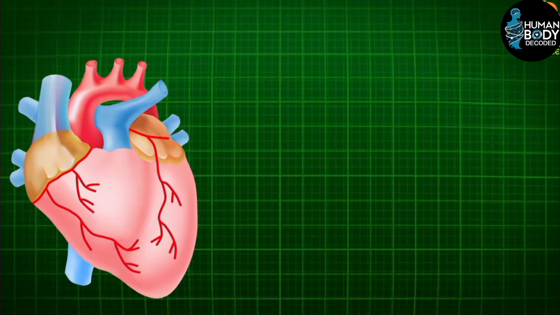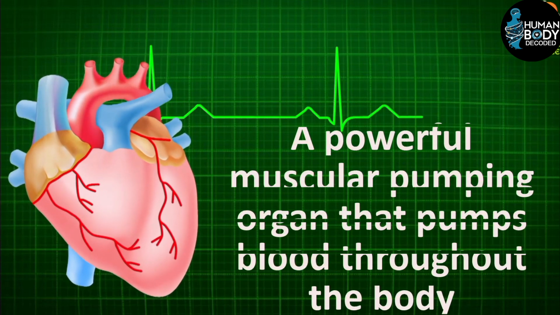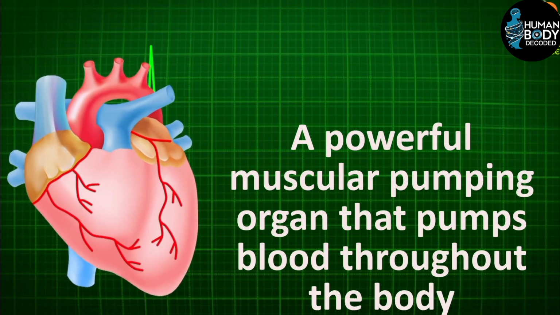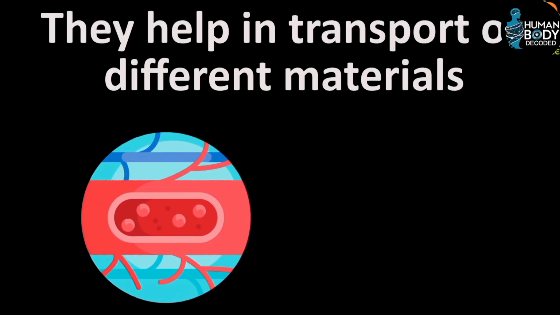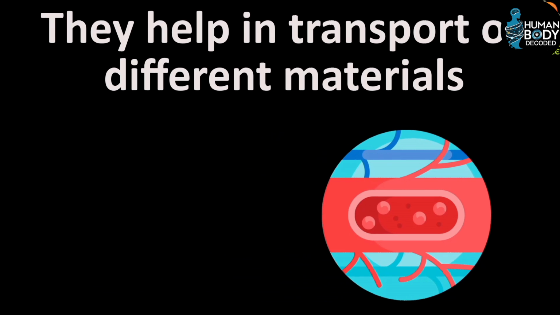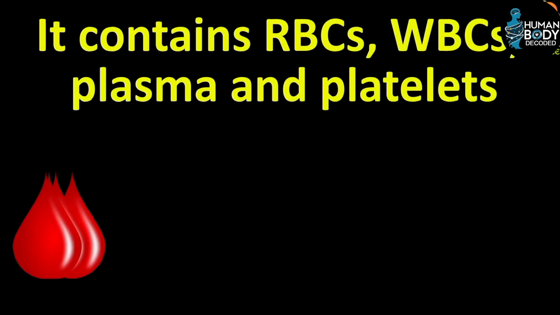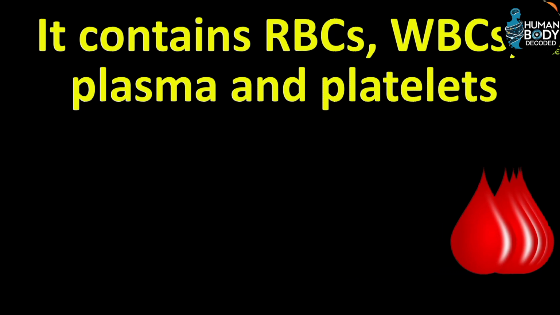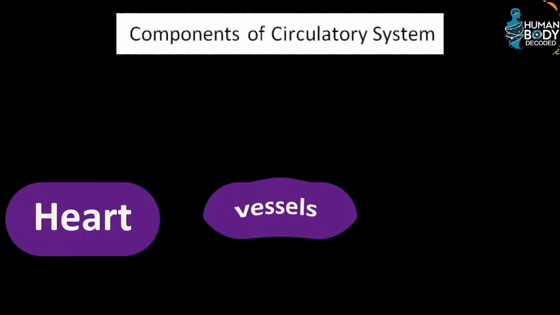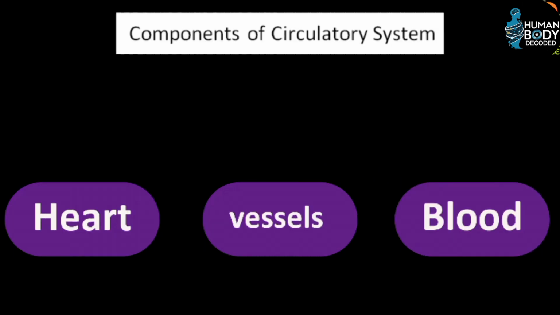The human heart is a powerful muscular pumping organ that pumps blood to all the organs of the body. Now, these blood vessels transport this blood and carry different materials. Now, what is blood? Blood contains RBCs, WBCs, plasma, platelets, and nutrients and oxygen. Now we will study the components of the circulatory system. The components of this circulatory system are three: the human heart, blood vessels, and blood. Now we will study these three in a little more detail one by one.